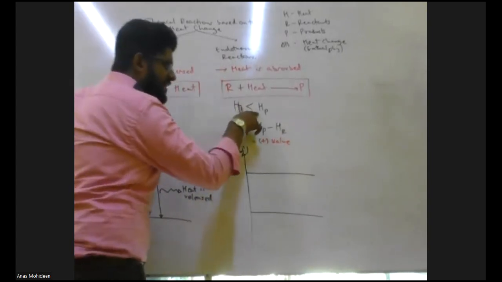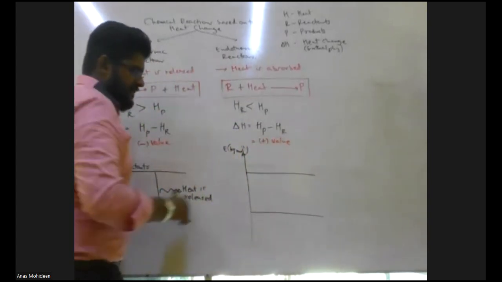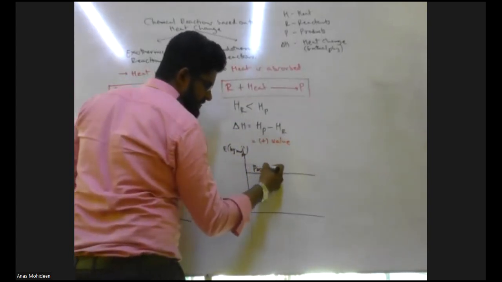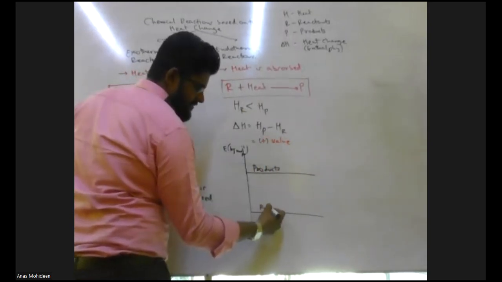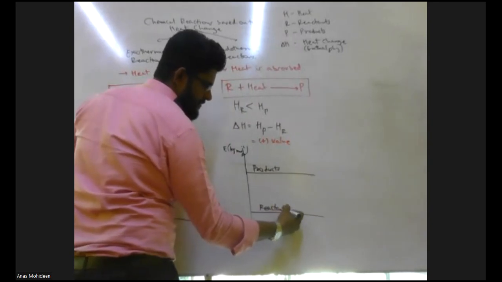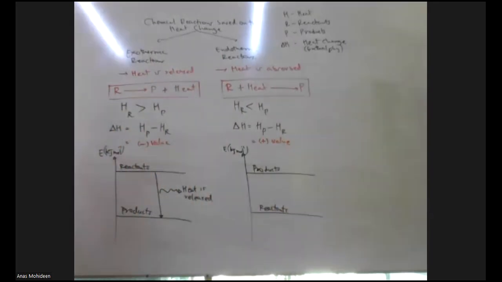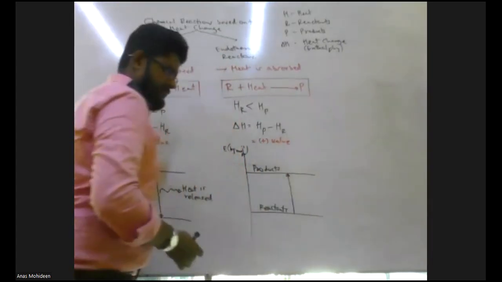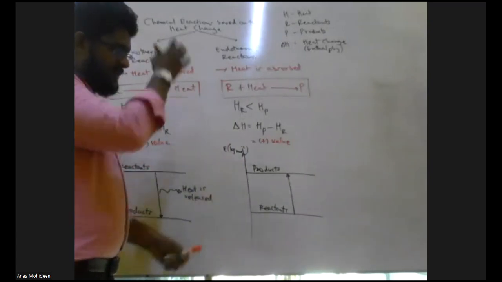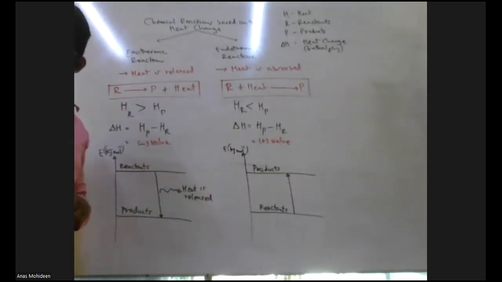Who is greater here? Product is greater, so I'm writing the products here. And the reactant is less, so this is the reactant. Reaction always takes place from reactant to product, so the arrowhead should be shown upward. And the arrowhead should not exceed this level; it should be within that.